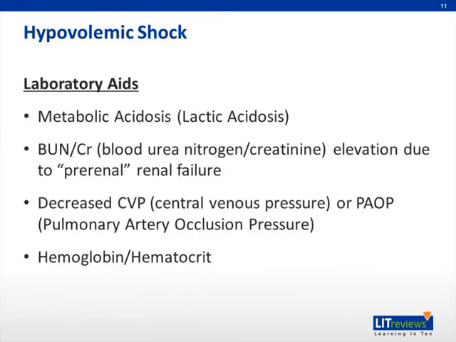There are numerous different laboratory aids that can help in the diagnosis and management of hypovolemic shock. Notably, as a cell enters an anaerobic metabolism, it produces lactic acid, leading to a lactic acidosis. Lack of preload to the kidneys will also cause BUN and creatinine elevations. Furthermore, if the patient has invasive monitoring in place, a drop in central venous pressure or pulmonary artery occlusion pressure may be seen. Lastly, the patient's blood concentration will drop.